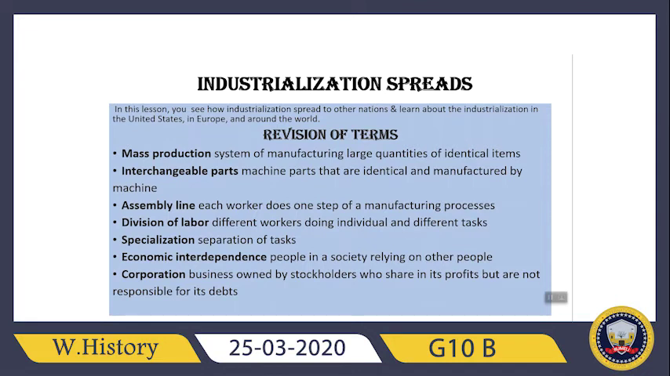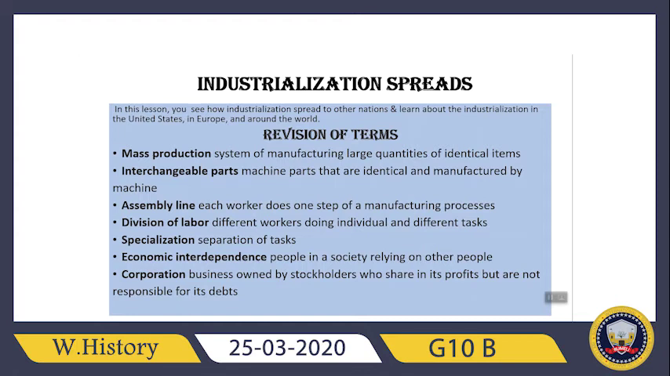Next lesson is industrialization spread. In this lesson you see how industrialization spread to other nations, and also learned about industrialization in the United States, in Europe and around the world. So the first term is mass production. What is mass production? Basically it is a system of manufacturing large quantities of identical items. Then you will read another term, interchangeable parts. What are interchangeable parts? These are machine parts that are identical and manufactured by machine.